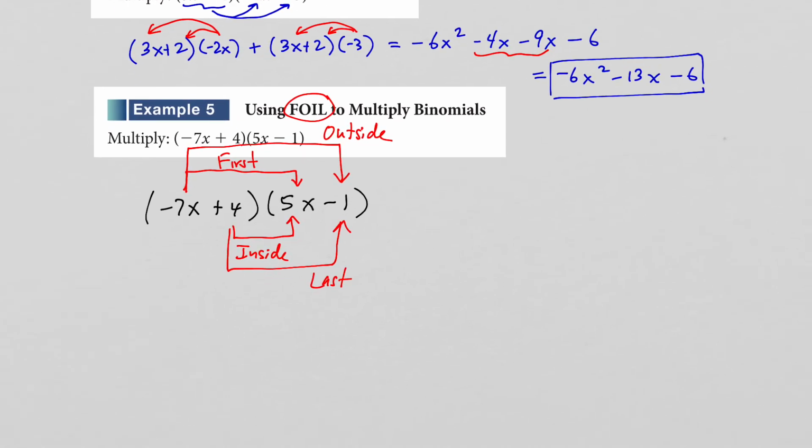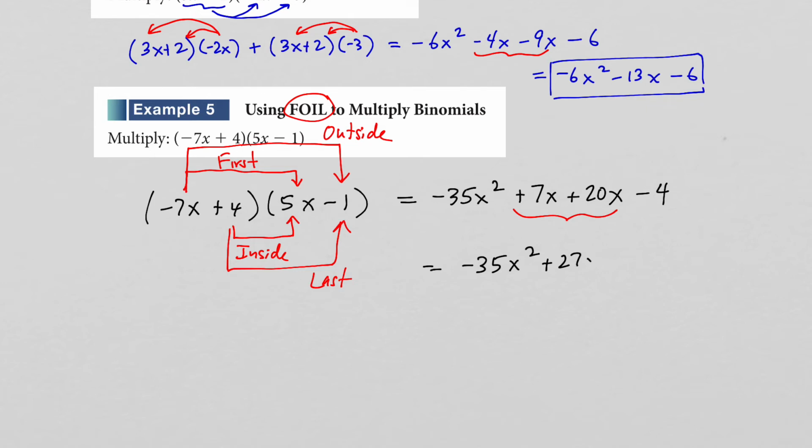So now when we actually do the multiplication, -7x times +5x is -35x squared. -7x times -1 is +7x. +4 times 5x is +20x. And +4 times -1 is -4. And once again, in the end, we want to make sure we combine like terms. And in this case, we end up with -35x squared plus 27x minus 4.